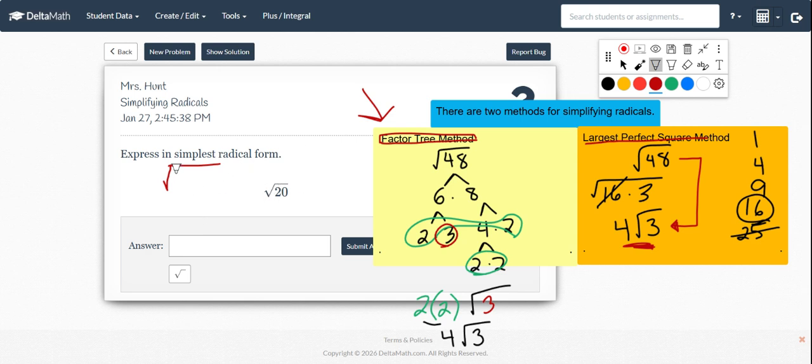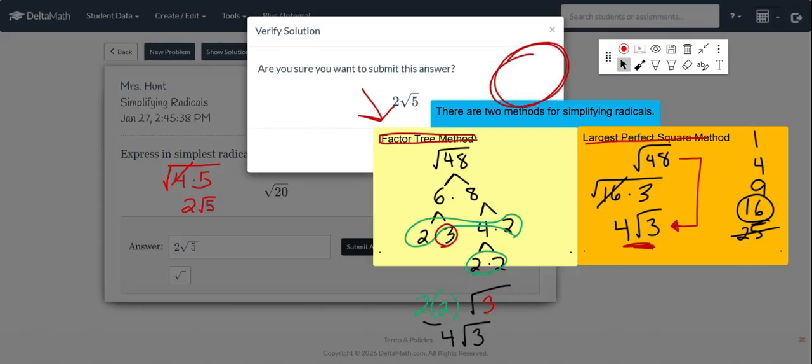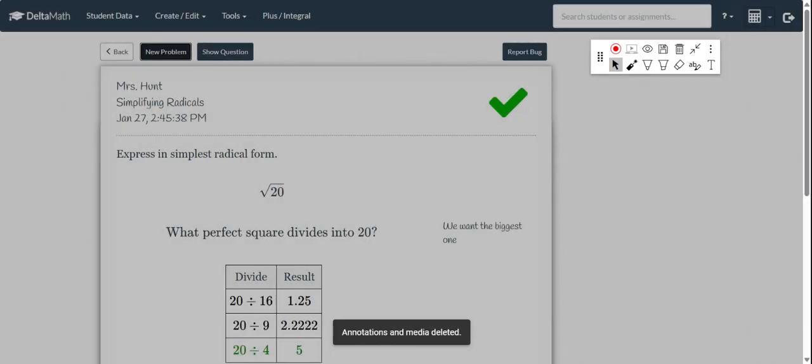All right, welcome back. What did you pick? Hopefully you picked 4. 4 times 5 is 20. The square root of 4 is 2. So our final answer is 2 square root of 5. Let's check it out. 2 square root 5. I'm going to hit submit, and there should be a check mark that's going to appear over in this direction. Yay, we got it right.